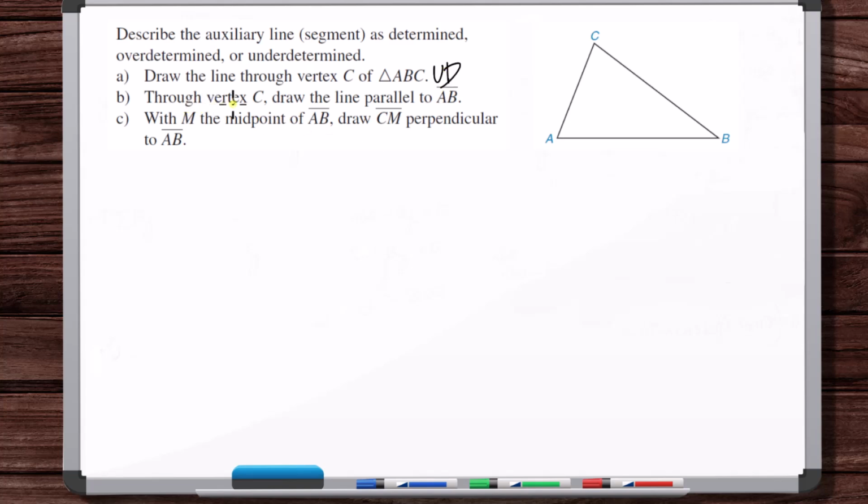Okay, through vertex C, draw the line parallel to AB. So, okay.